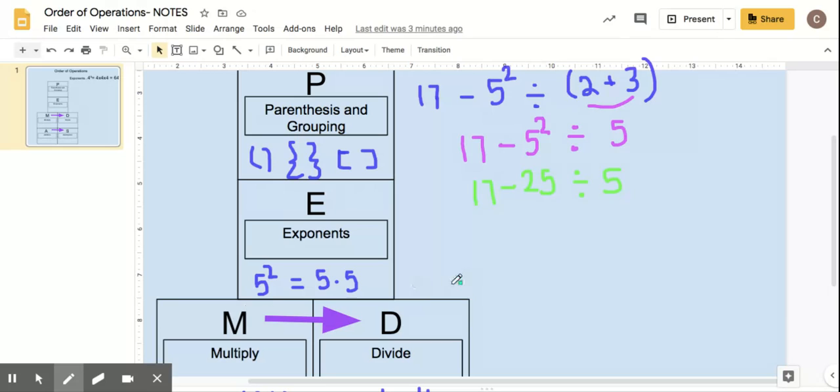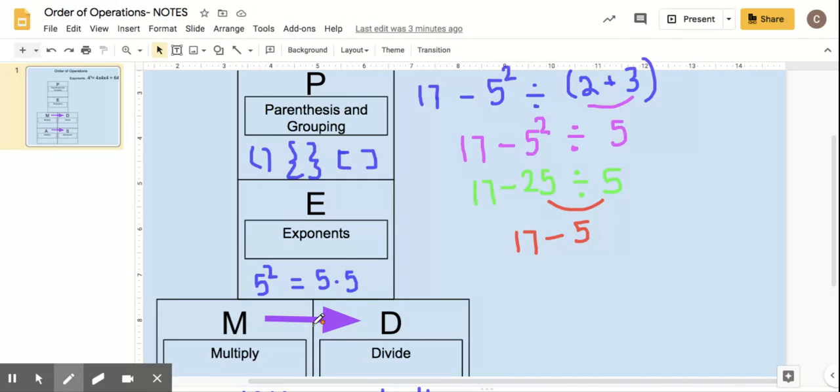So our next step is to multiply or divide. It doesn't matter. We just need to go left to right. Do I have any multiplication or division left in this problem? Good. So we need to divide 25 by 5. How many times does 5 go into 25? 5 is correct. And we bring down the minus sign and the 17. Is there any more multiplying or dividing?